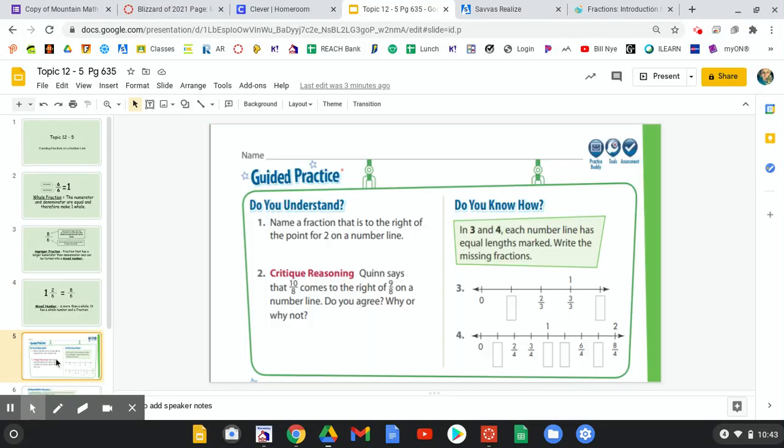This is page 635. We're going to do 3 and 4 over here. So today on Solvis, you're going to have to label the parts of a number line going past 1. So in 3 and 4, each number line has equal lengths marked. Write the missing fraction. So first of all, we're going to look at the denominator, and we see that it's 3. So that means one whole piece from 0 to 1, or 3/3, is broken into 3 pieces. So all I'm going to do is start with 0, and then I'm going to count. So 1, so this fraction would be, hopefully you know, 1/3. And then this one is 2/3 and 3/3.